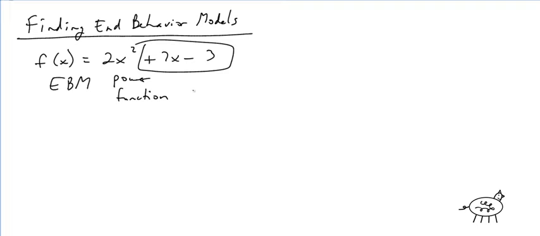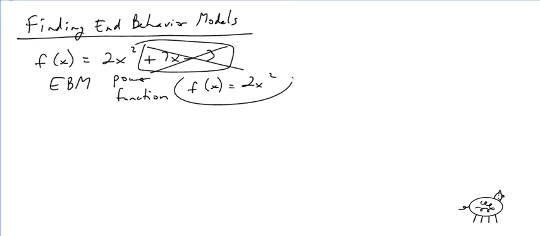Sounds kind of fancy, but truly the end behavior model is f of x equals 2x squared, because the rest doesn't matter. That's really what my graph is going to look like. If I graph 2x squared plus 7x minus 3, and I graph just 2x squared, initially they look different, but if I pick a point out at 10,000, 100,000, a million, a billion, a trillion, the numbers get really close to each other, and that 7x minus 3 would not be significant at all.